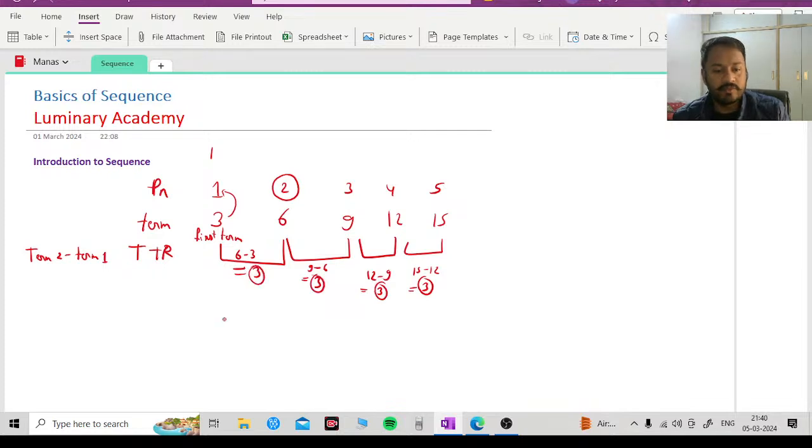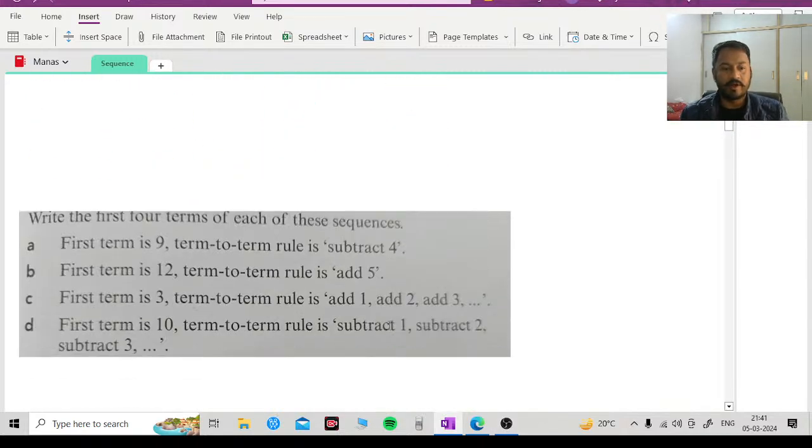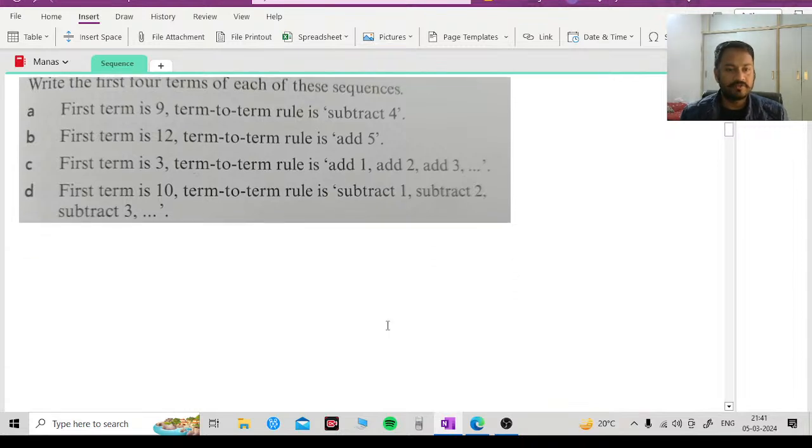Now to find the n term rule, what we generally do is write the term to term rule, that is 3, and then put n here. So 3n, and then we put n equal to 1 to get the first term. If I put n equal to 1 here, 3 into 1 is 3, so we got the first term. If there were some other value, we would have to add or subtract something to get the first term. So here it is a simple example. Let's do the basic question first, then we'll do the quadratic sequence also, Lekhansh. So you need to be in the class for that.